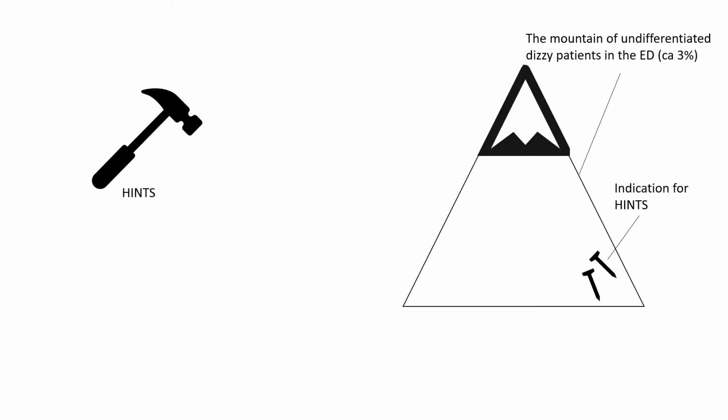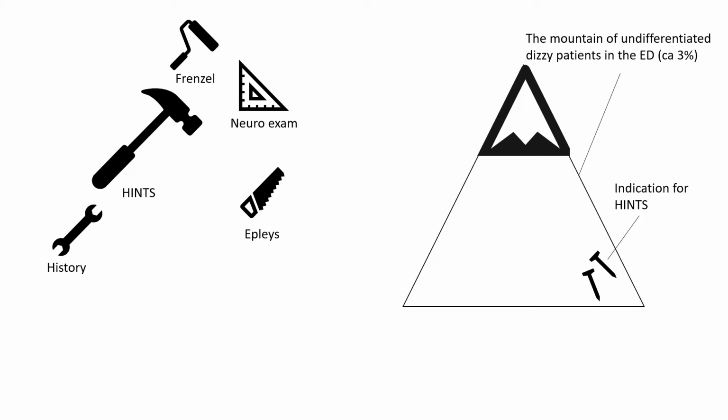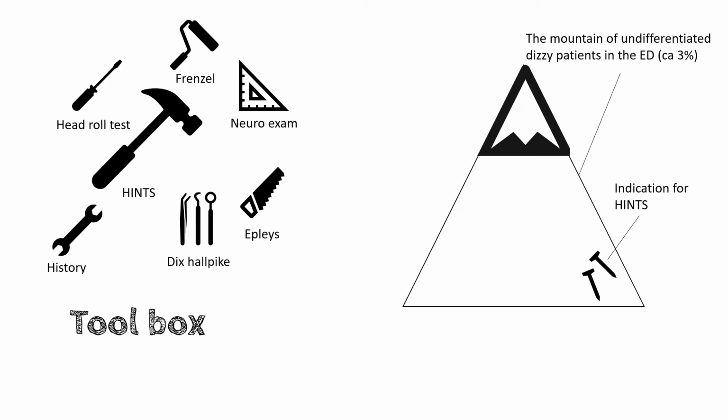So the HINTS test is one test, but we still need to do a thorough neuro exam, especially focusing on the posterior part of the brain and the symptoms that might arise from these areas. We also need a lot of other tests, which I will get into. Especially history is important. So we have a toolbox for our dizzy patients, within which the HINTS test is just one of the great tools that we need to know how to apply and which patients we need to apply it for.